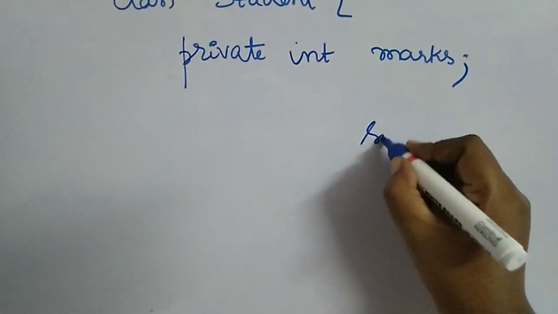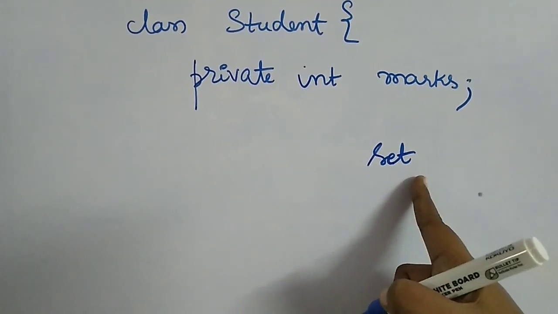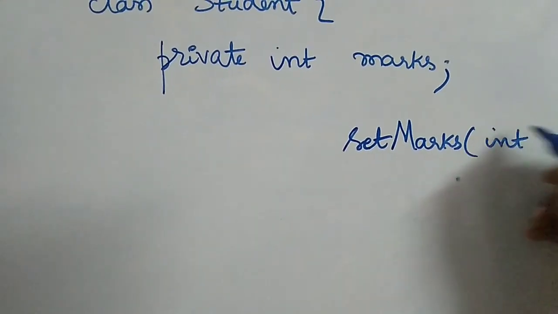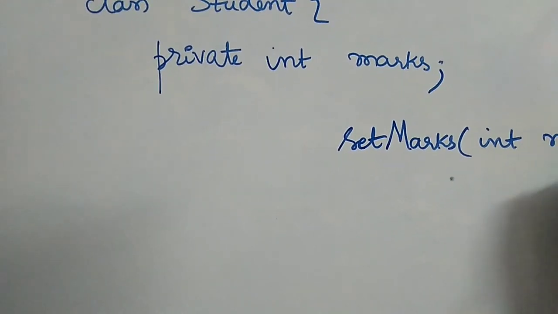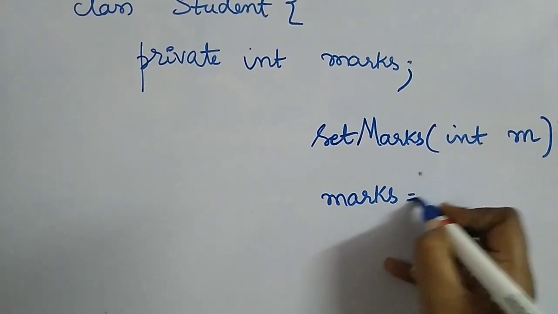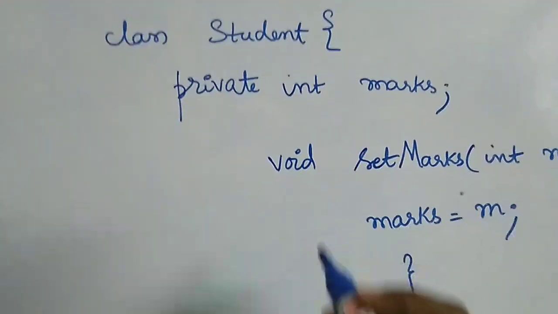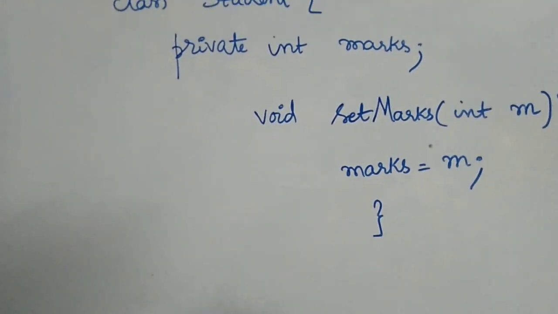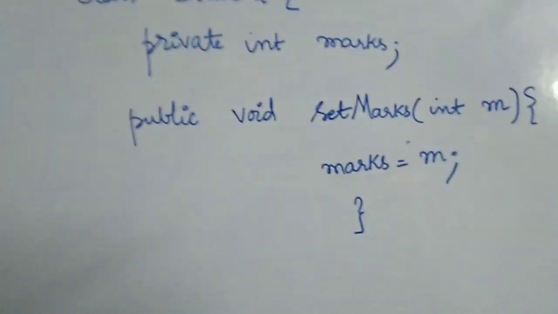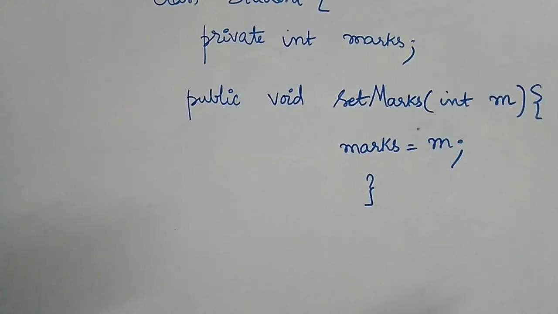So I am using a set method. Set methods are very easy to recognize because they use the word set. I am saying setMarks, and this will take an argument, M. The marks will be passed into setMarks, and here I am saying marks is equal to M. So the marks will be set, and the return type of this will be void because we are just updating it. We need to make them public. Setter and getter methods are generally public. Such a method is called a mutator method.